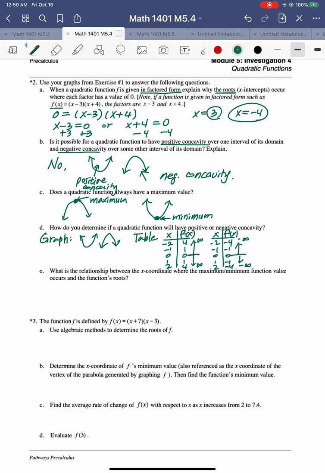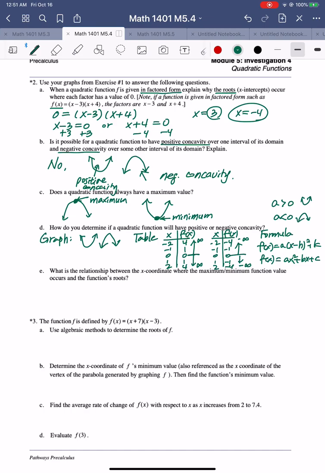And also the formula for quadratic functions, which is f of x equal to a times (x minus h) squared plus k, or f of x equal to ax squared plus bx plus c. So in here, how do you know whether the concavity is positive or negative? It's up to a. If a is positive, it is always concave upward. If a is negative, it is always concave downward.